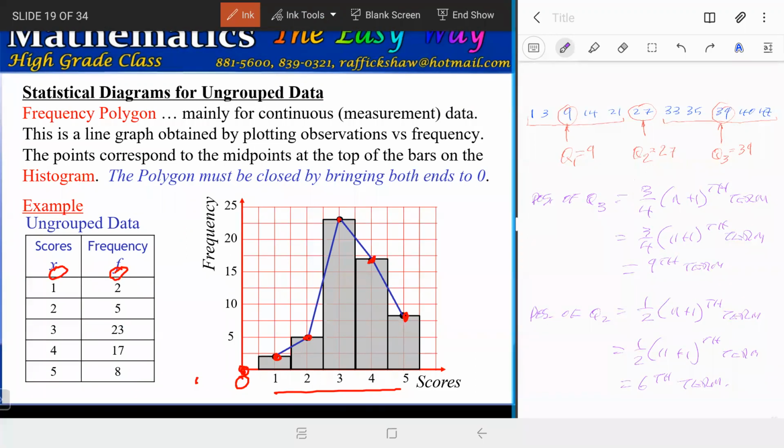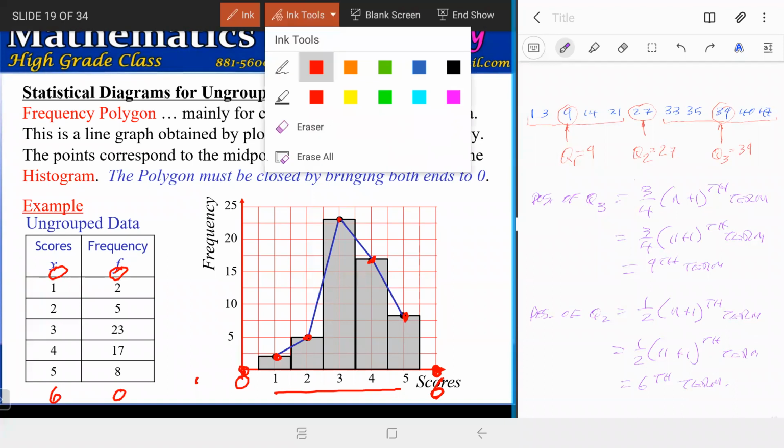Then to close the other end, you want a value after the 5. So the value after 5 would be 6. And the frequency of 6 is 0 because they did not show 6 on the table. So I have to close the other end right over here at the 6, and over here at the 0. And so you close the two ends of the polygon that way.